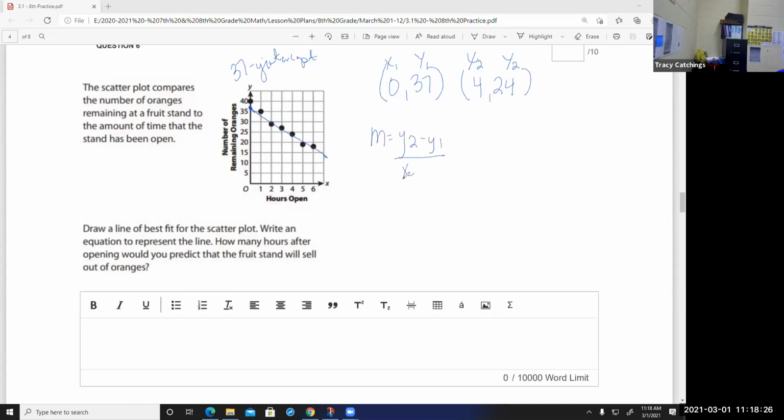Same formula for slope. y2 minus y1 divided by x2 minus x1. All right, so what's our y2 and y1? 24, 37, x2 and x1. All right, somebody subtract.